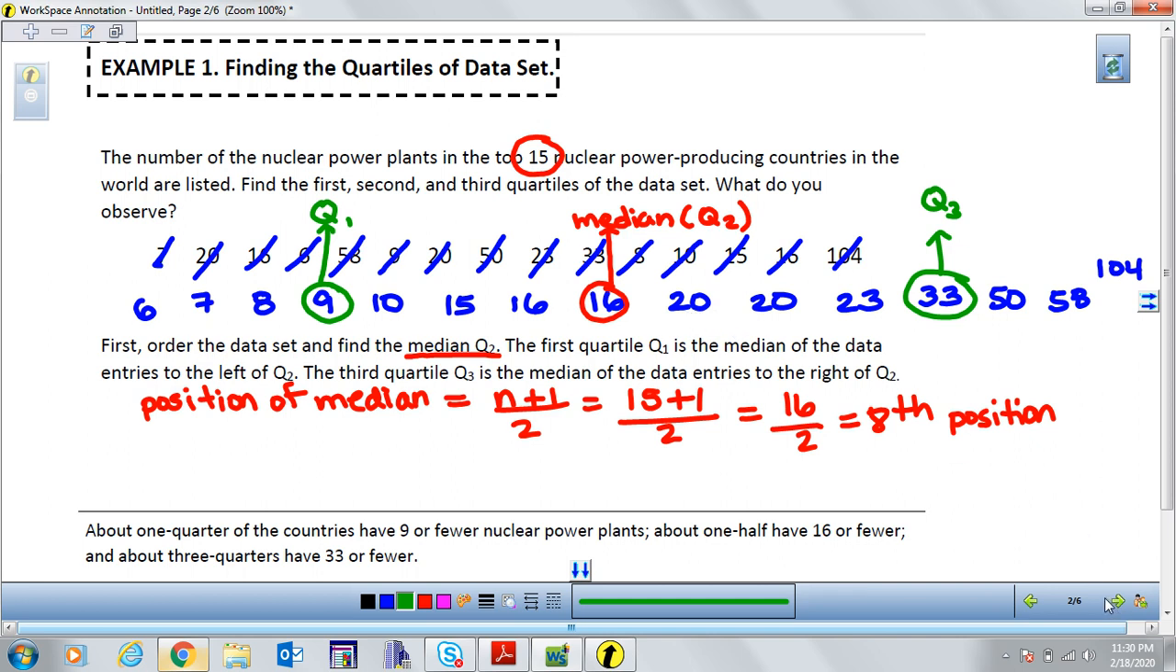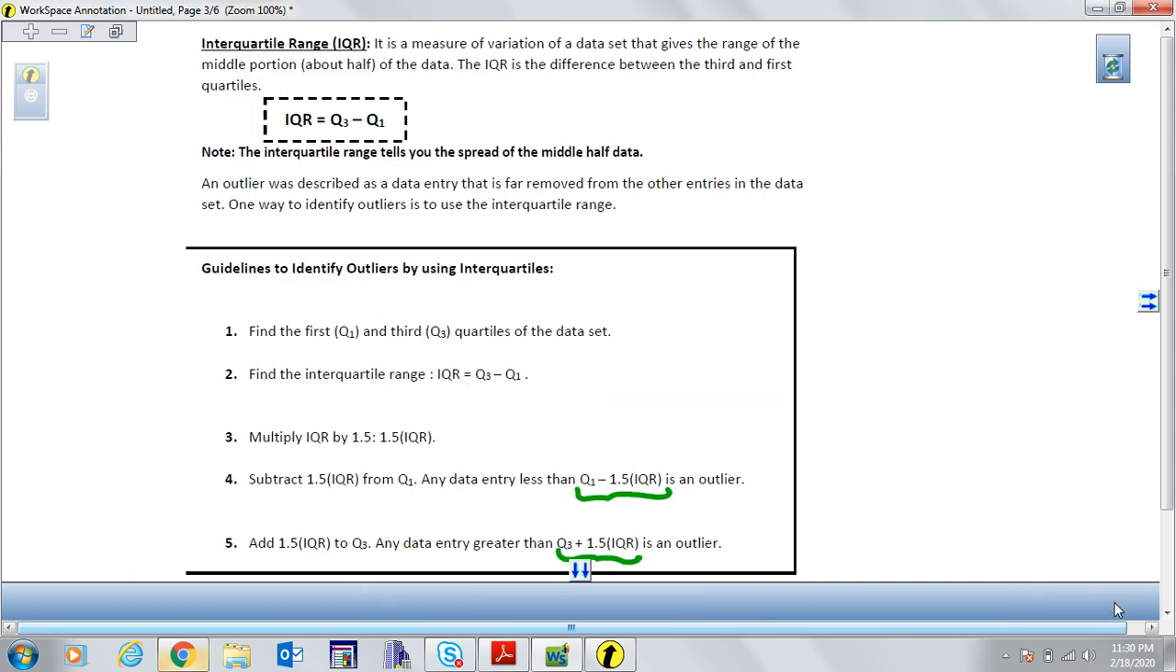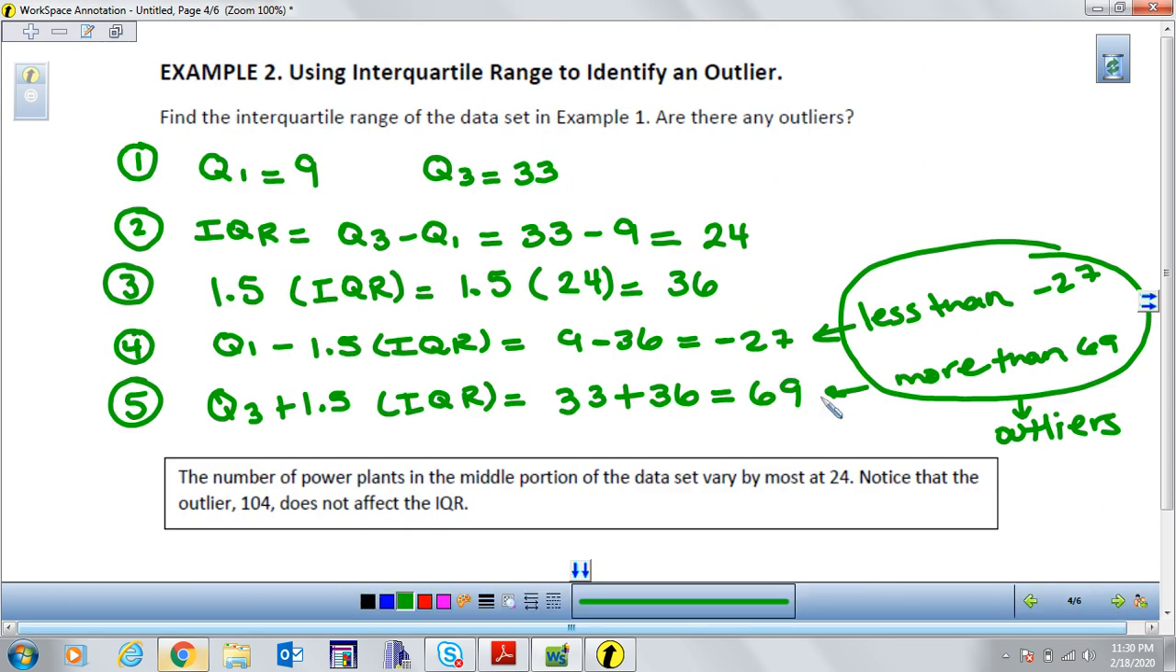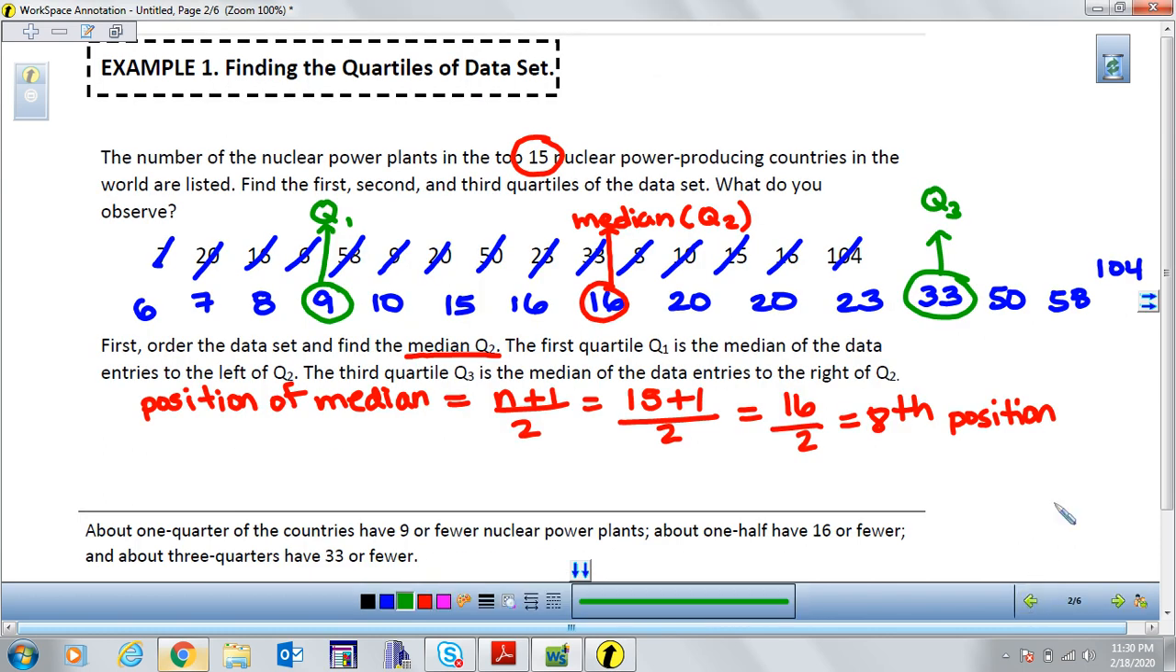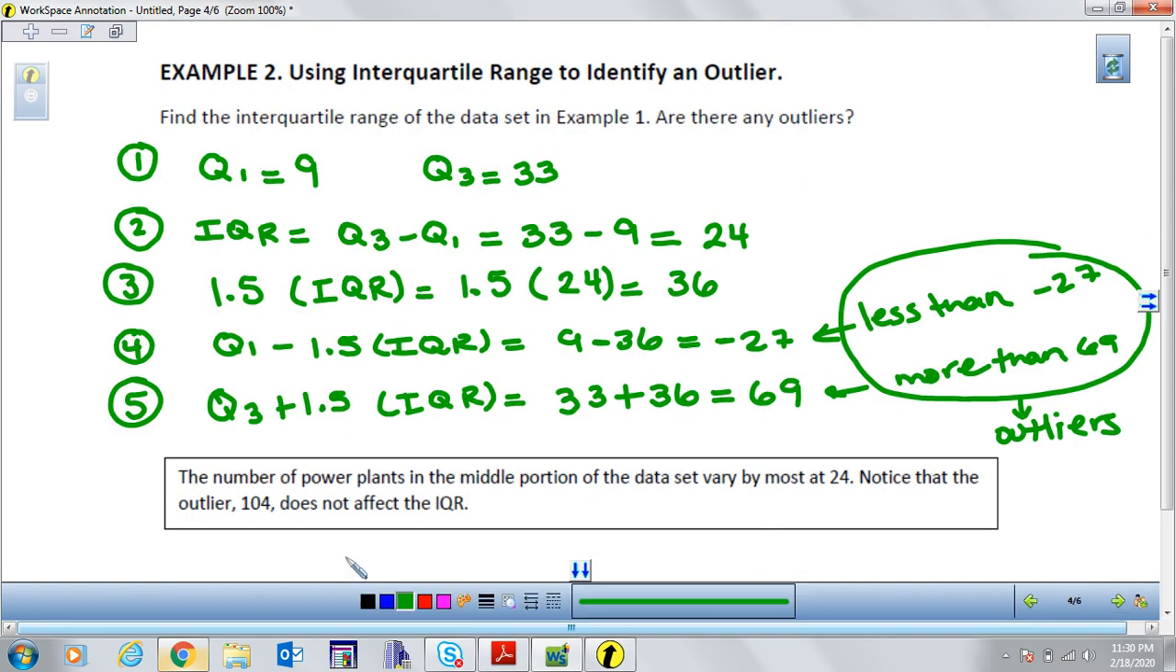Not that it's wrong that you got a negative answer. That's not the problem. The problem is in my set of values, I don't have any number that is actually less than negative 27. But I do have at least one value that is more than 69. So that would be this 104 over here. So 104 is an outlier. So here, the number of power plants in the middle portion of the data set vary by most at 24.